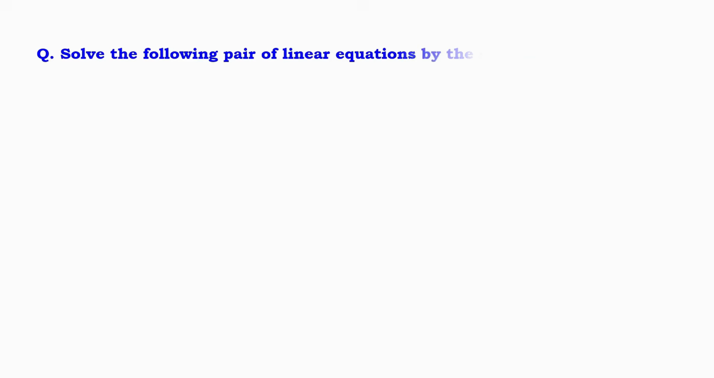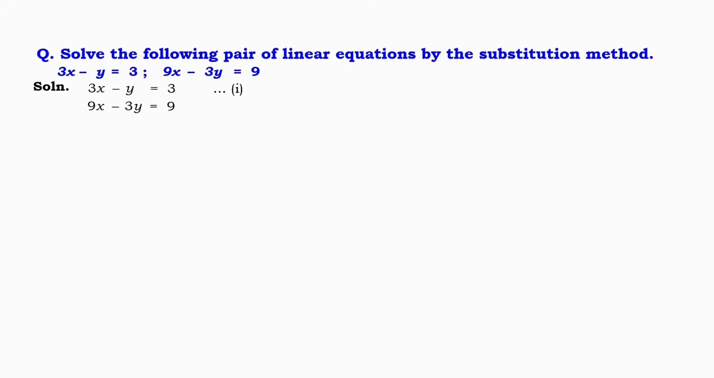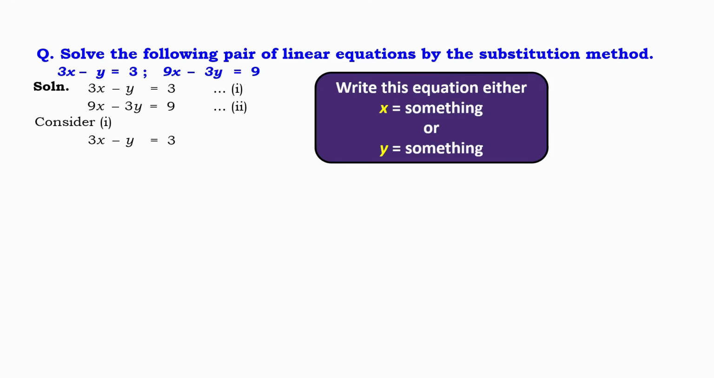Now let us solve the following pair of linear equations using the substitution method. The equations are 3x minus y equals 3 and 9x minus 3y equals 9. First, let us number the equations. Equation 1 is 3x minus y equals 3. Equation 2 is 9x minus 3y equals 9.